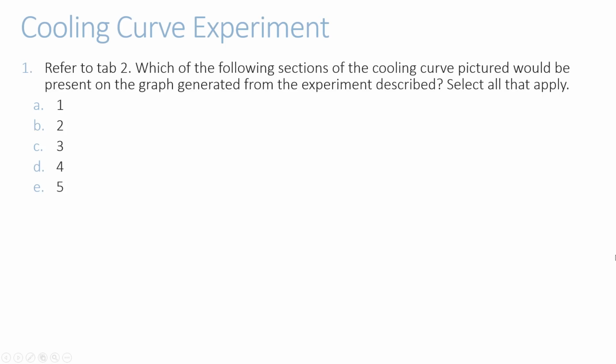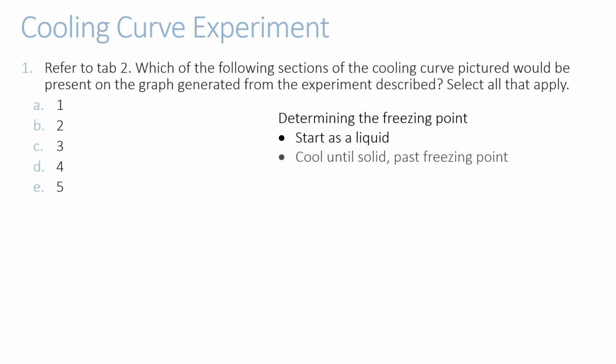The first question asks us to refer to tab 2 to determine which sections of the cooling curve would be present on the graph based on the experiment that was described. The experiment was determining the freezing point. So we would have to start as a liquid with this substance and then cool it until it became a solid, past the freezing point.